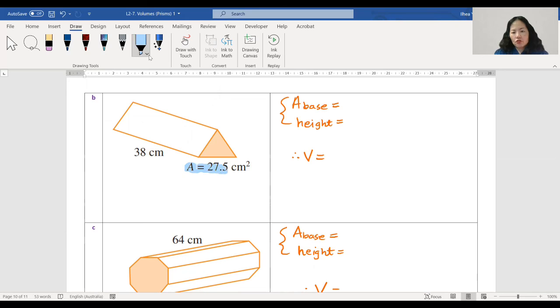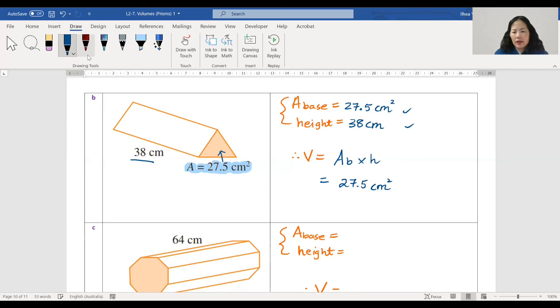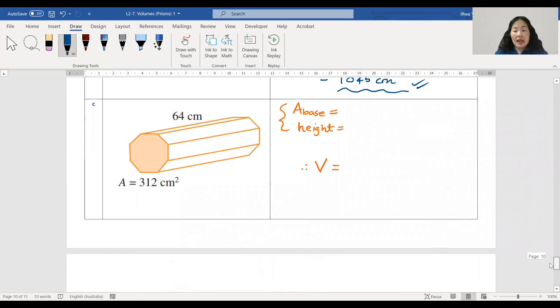Part B, this is a triangular prism. Area of the triangle is given to us. It's 27.5 square centimeters. And the height of the prism is 38 centimeters. For the volume, area of base times the height, 27.5 square centimeters times 38 centimeters, 1045 cubic centimeters.